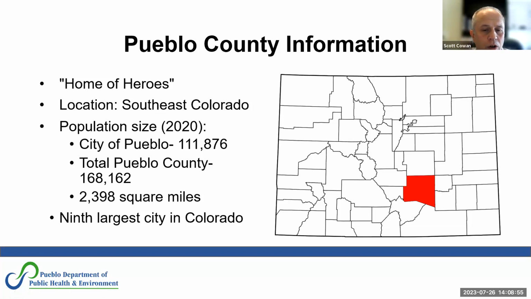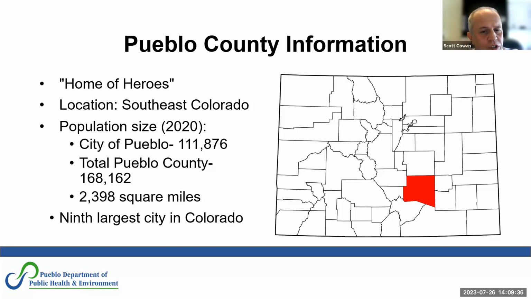So for those of you who are not from Colorado, we want to share a little bit about Pueblo County with all of you. Pueblo County is located in the southeastern portion of Colorado, so that red blotch on the map there. It's about a 2-hour drive from the Denver International Airport, south on Highway 25. The county consists of approximately 2,300 or 2,400 square miles of land and a population that is about 169,000 people, with the vast majority, somewhere around 112,000 people, living in the city of Pueblo itself.